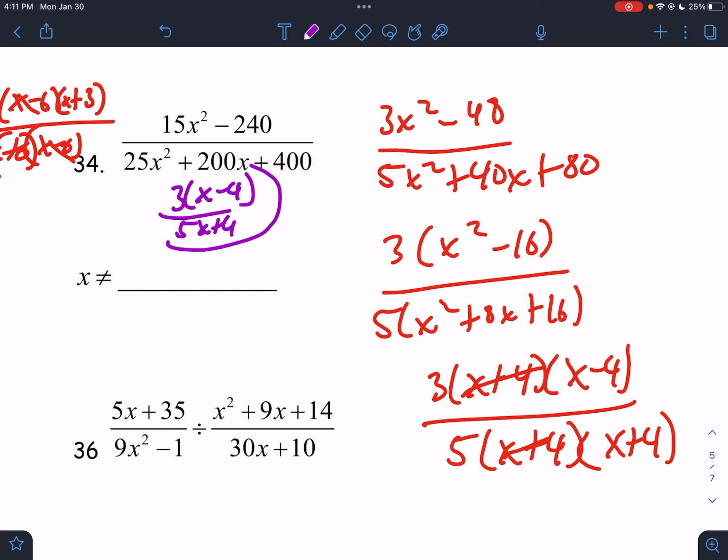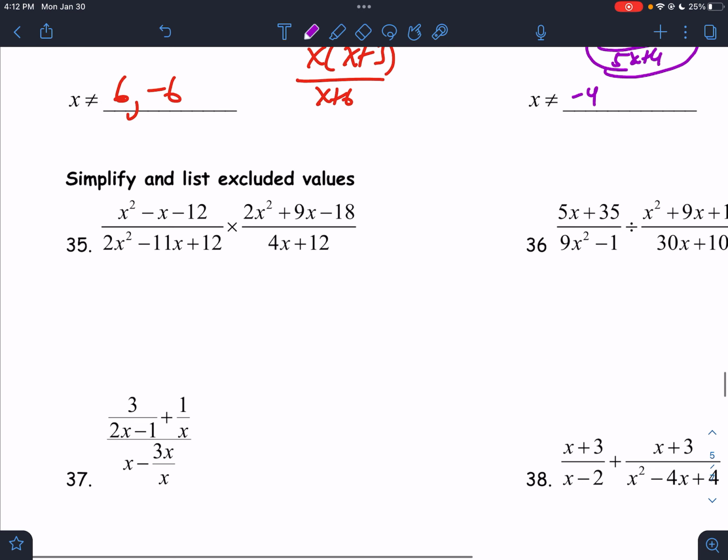That's the simplified answer. The restrictions would be x cannot equal, what can x equal, 4 or negative 4. Wait, not 4 or negative 4, just negative 4. Right, because those are both plus 4s. Those are both plus 4s, so just negative 4. Simplify and list excluded values.